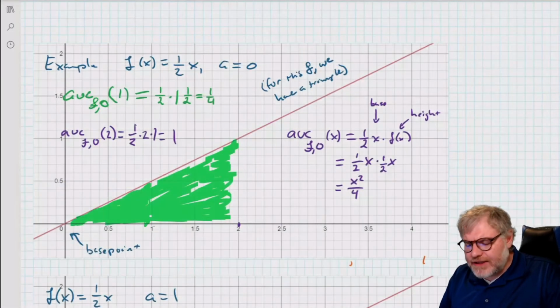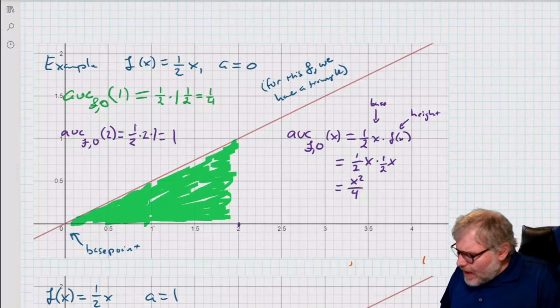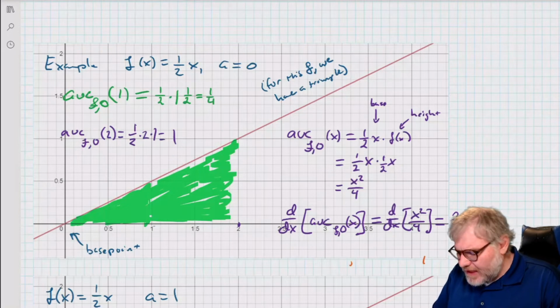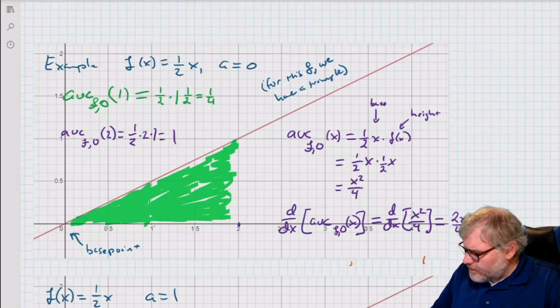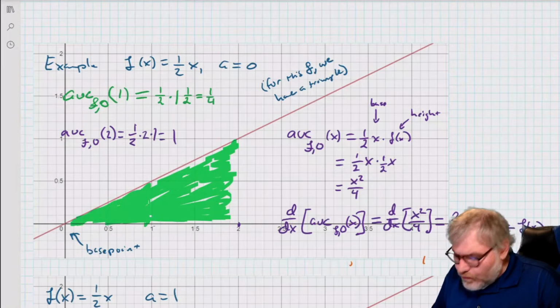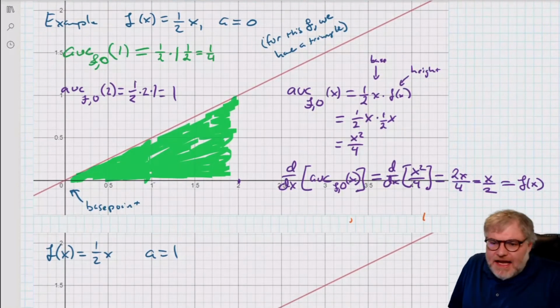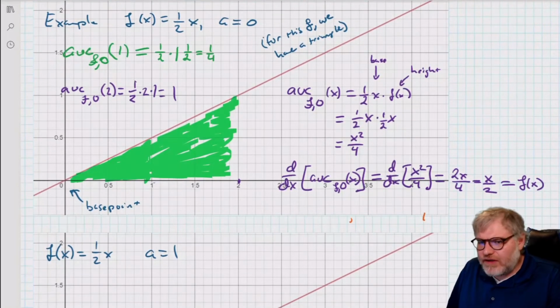Okay, well, that's interesting. By the way, what's the derivative of this? Well, I'm going to get 2x over 4, which is the same thing as x over 2. Wait a minute, that's my original f. So the derivative of this AUC function here was actually just x over 2, which was f of x. That's interesting.